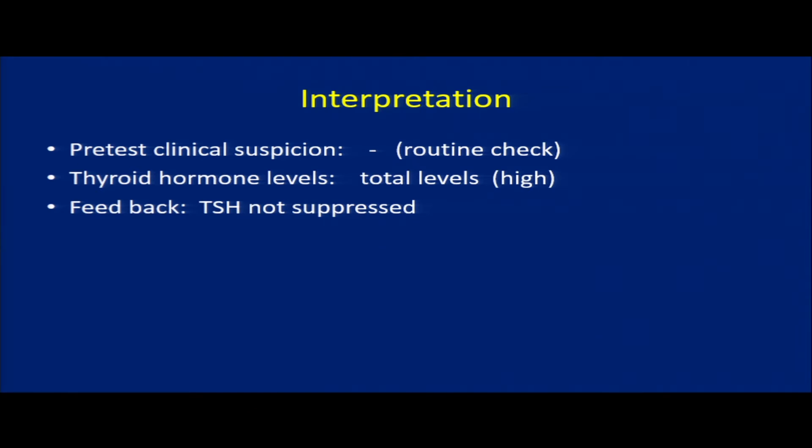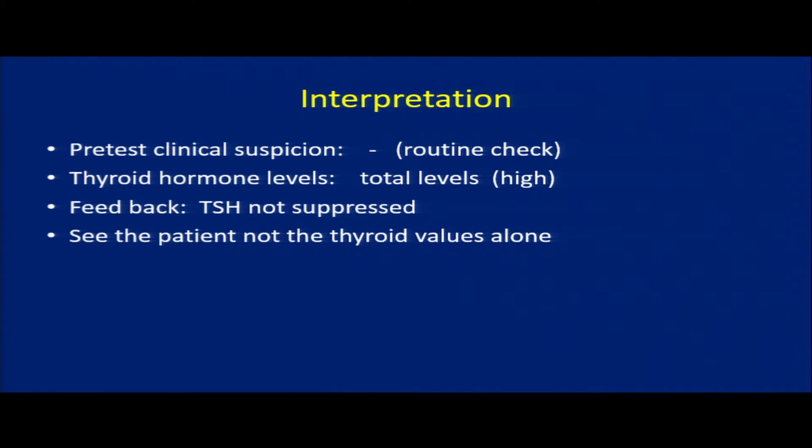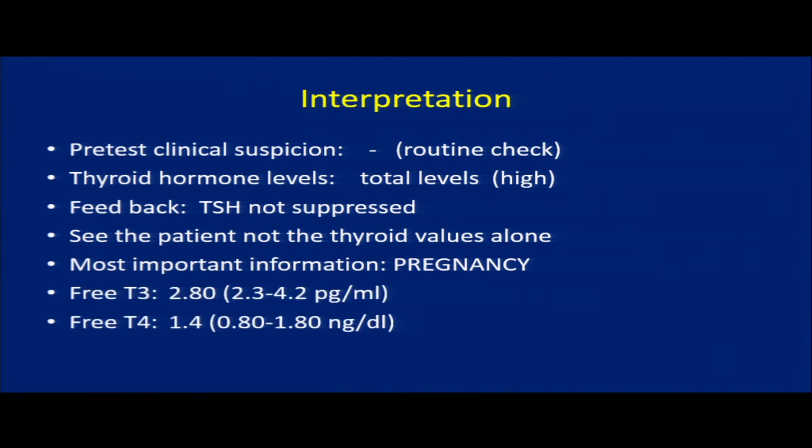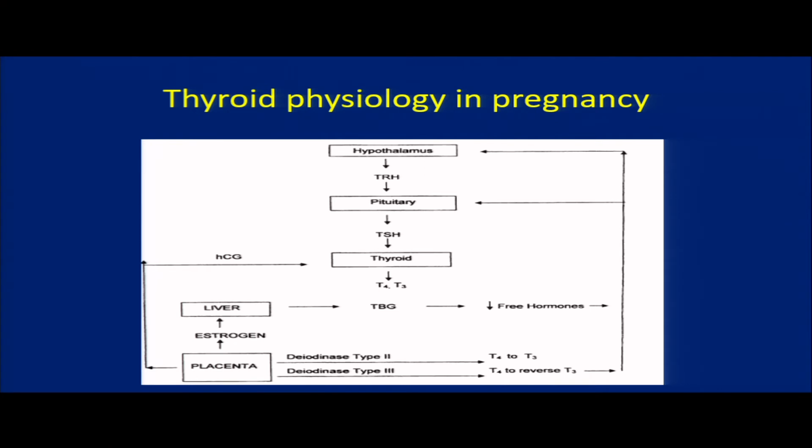Here we should remember that we see the patient first. Don't see the numbers first. She is pregnant. That's the important information we have. So total hormones will be high because of the high thyroid binding globulin. If you check a free hormone, they will be normal. So first see the patient. In the context of the patient only, see the blood report. This is because of the HCG and the thyroid binding globulin going high because of estrogen excess in pregnancy. Well-known fact, but many times overlooked.